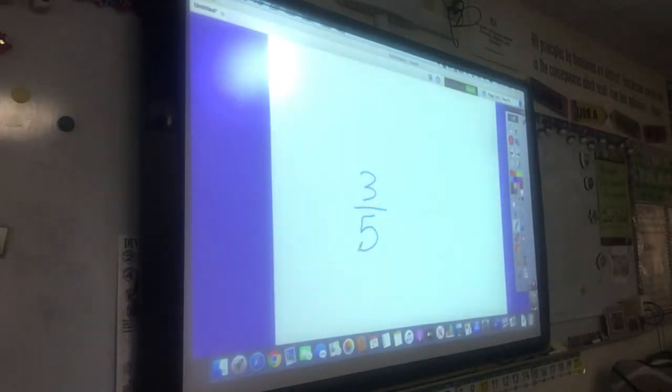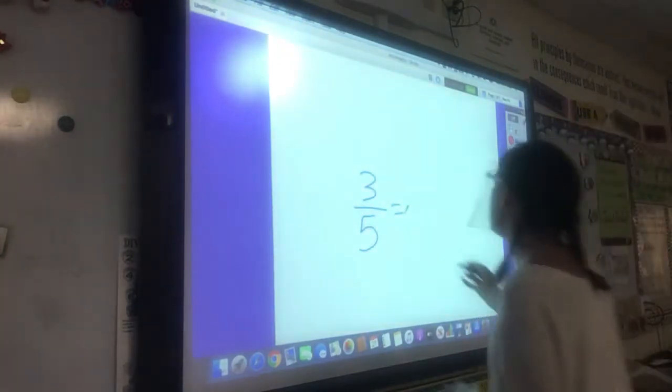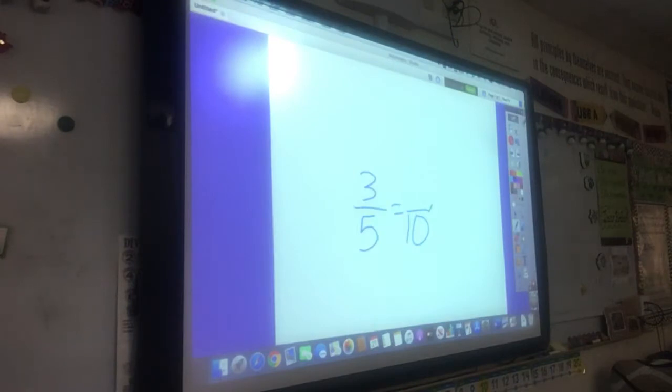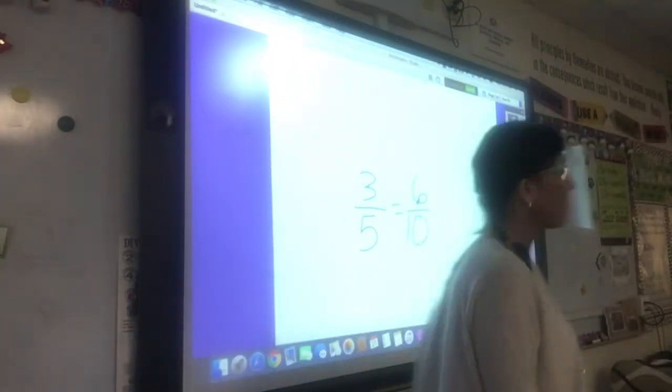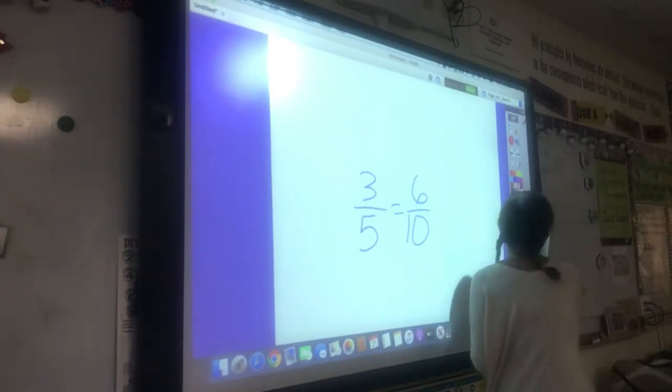3/5, so I want to switch that to a decimal. Will it make more sense to make the bottom a 10 or a 100, since it's only a 5? Maddie? A 10. So we're going to make it a 10. Then we're missing 6. What would that be, 6/10? What would that be as a decimal, Maddie? 0.6. The 6/10 is 0.6.